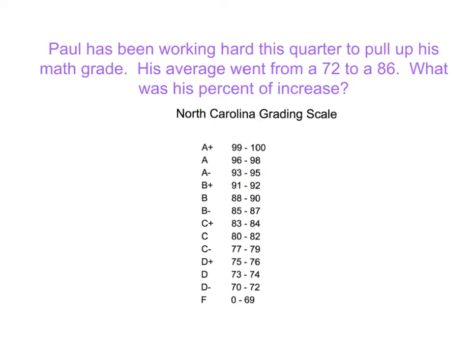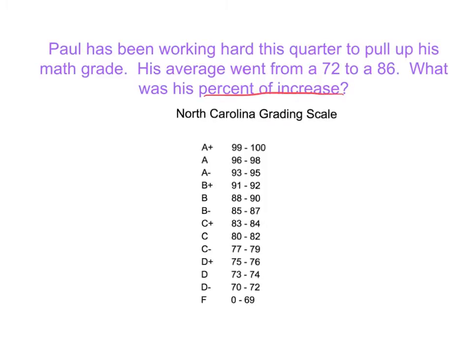First, here we have Paul, and he's been working hard to pull up his grade in math this quarter. His average went from a 72 to an 86. So already we see that he started with a 72 and he ended in the B range with an 86. So obviously that is an increase. The question is asking for his percent of increase.